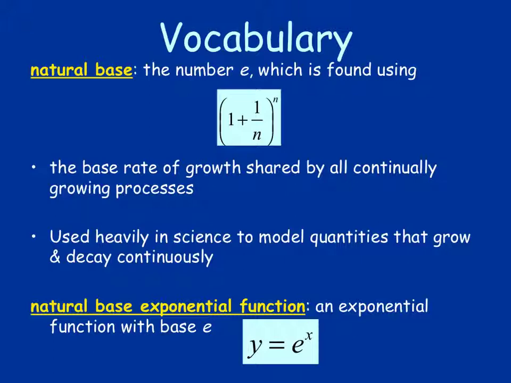Okay, so what is the number e? We talked about this in class. It is basically this expression where n becomes really, really big. As it gets bigger, we end up with this special number called e. It's the natural number. It's a number used in math that occurs quite a lot. And we use it a lot in science to model quantities that grow and decay continuously. So it's usually used to model continuous growth or continuous decay.